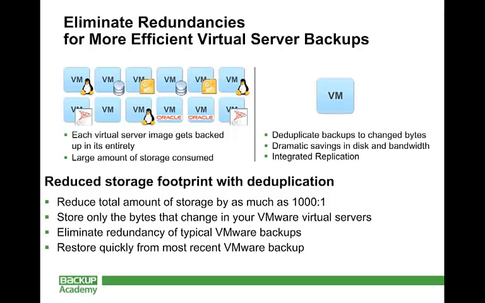This delivers a dramatic savings in disk and bandwidth and provides us a path to integrated replication for offsite disaster recovery. So as a result, we get a reduced storage footprint. In some instances, you may see ratios of reduction as high as 1,000 to 1 due to the high degree of redundancy found in virtual backups. Deduplication will allow you to store only the bytes that change in your VM servers, eliminate the redundancy found in most typical VMware backups, and in some implementations, allow you to restore quickly from your most recent VMware backup.